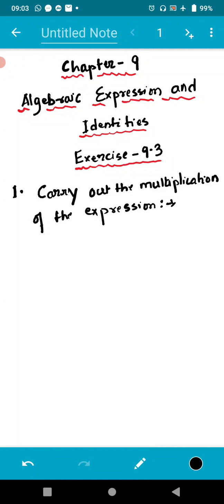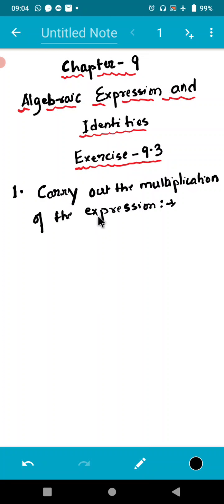Now today we are going to start a new exercise 9.3 of chapter 9, Algebraic expressions and identities. Today I will explain all the sums of question number 1. So let's see what is there in question number 1. What we have to do is carry out the multiplication of the expressions.